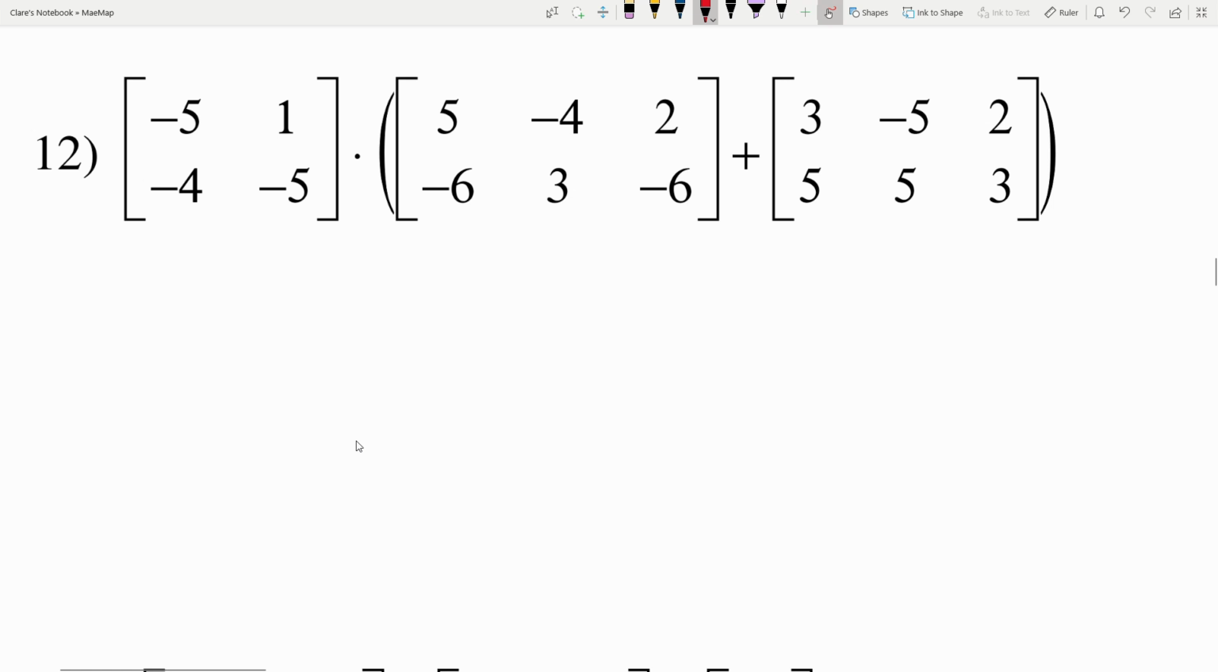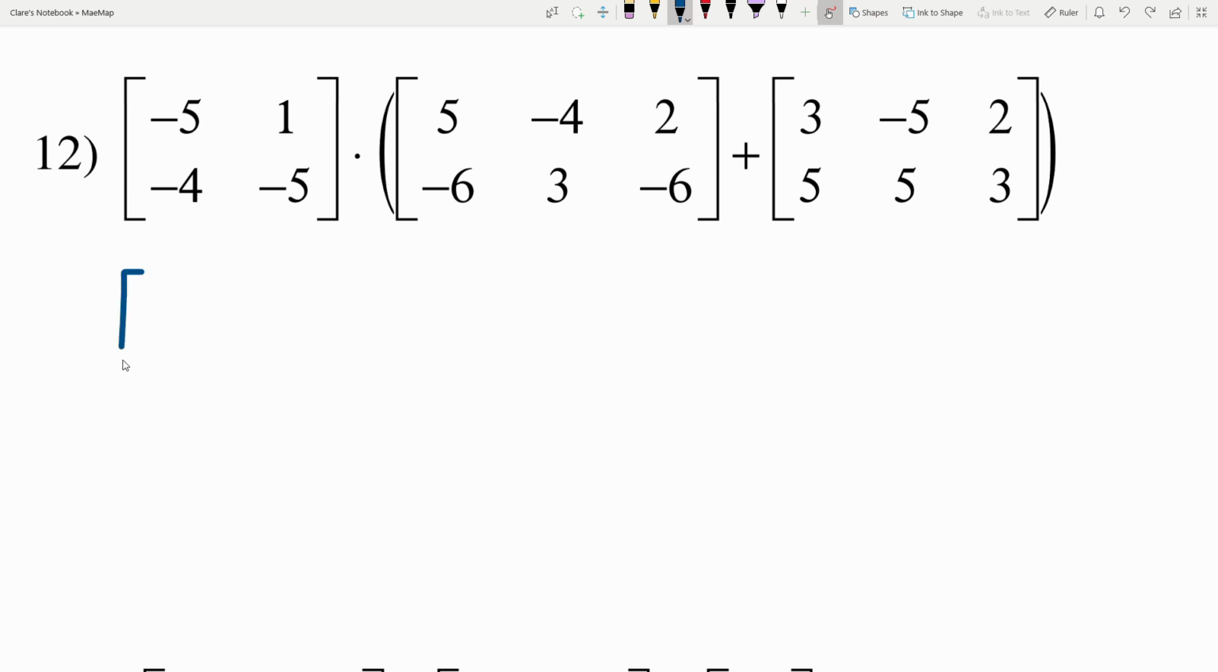Now for number 12, remember, order of operations matters. So we're going to be adding first. So we have a 2 by 3 plus a 2 by 3, which we can indeed do, and that result will be a 2 by 3. Can we multiply? We totally can, because a 2 by 2 multiplied by a 2 by 3, the columns of the first match the number of rows in the second, and that result will be a 2 by 3. So let's go ahead and add, and then multiply.